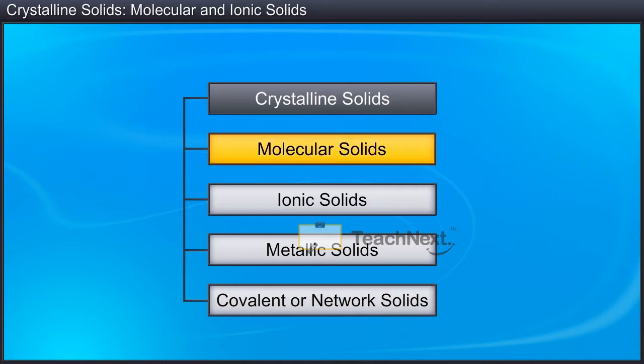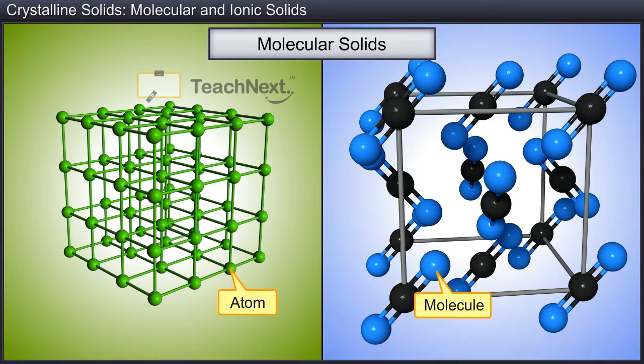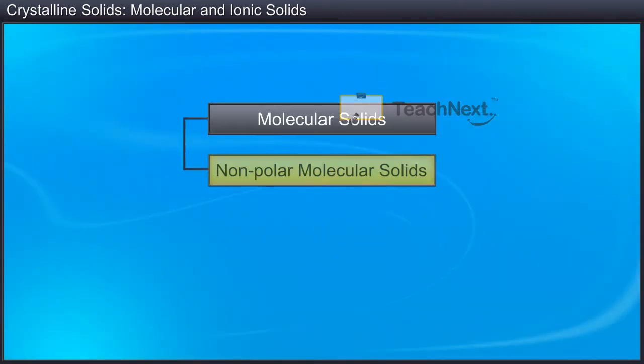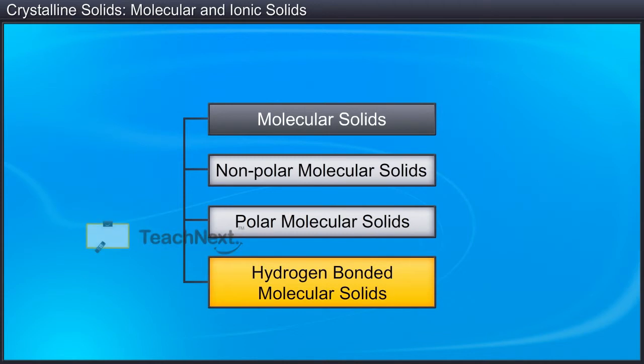Let us begin our discussion with molecular solids. The constituent particles in these type of solids are either atoms or molecules. The atoms or molecules are held together by weak forces of attraction. Further, on the basis of the nature of the intermolecular forces of attraction, molecular solids are divided further into nonpolar molecular solids, polar molecular solids, and hydrogen-bonded molecular solids. Let's discuss each in turn.